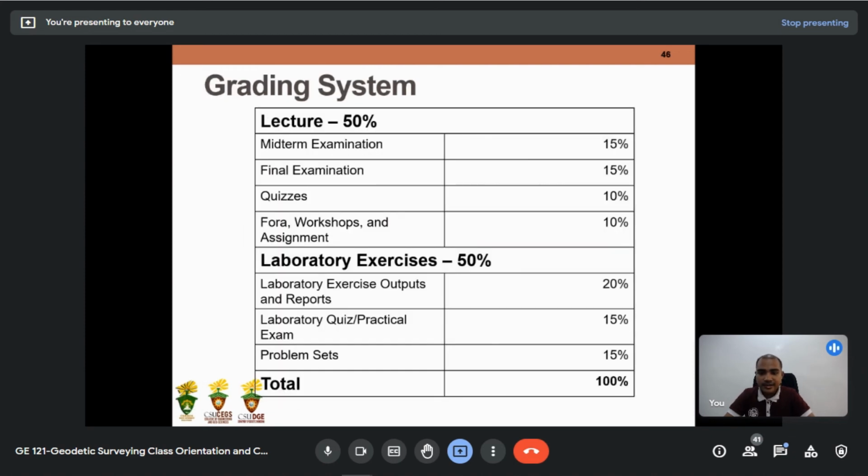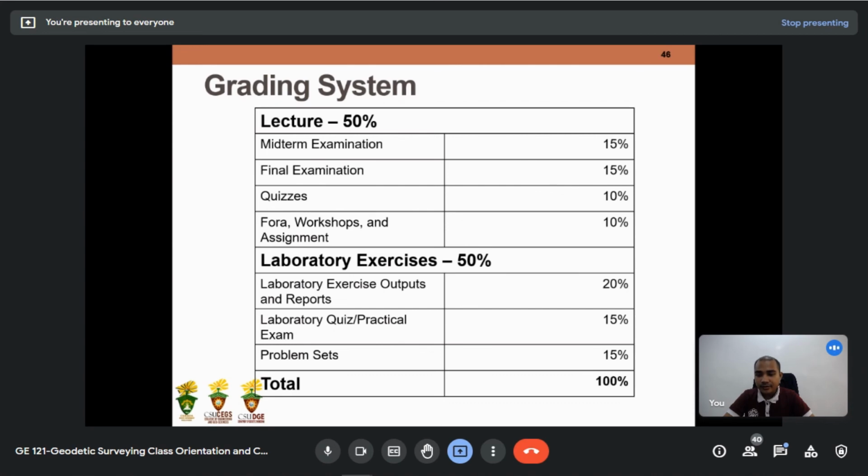And let's go to the grading system. Since this is 4 units, 2 units lecture and 2 units laboratory, the percentage is divided 50-50. 50% is lecture, 50% is laboratory. In the lecture, the 50% consists of midterm exam, 15%, final exam, 15%, quizzes, 10%, and workshops and assignments, 10%.